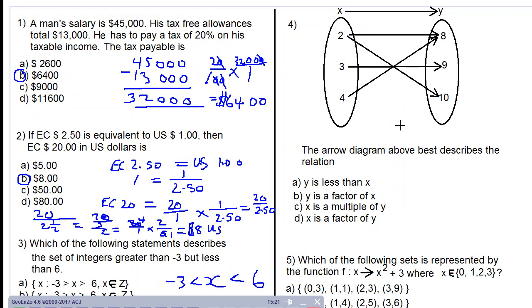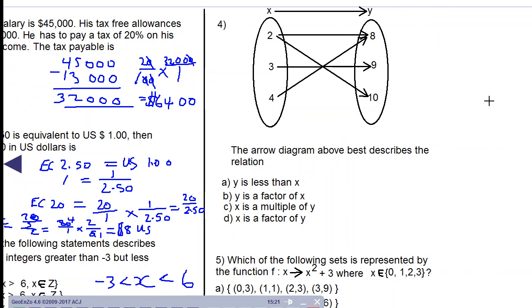The arrow diagram above best describes the relation. Okay, so we have a relation here. We have a mapping diagram here. X is mapped onto Y. And let's look at A. Y is less than X. Is that true? 8 is less than 2? No. So this has to be wrong. Let's look at B. Y is a factor of X. Is 8 a factor of 2? No. 8 is not a factor of 2. So this is wrong, because 8 cannot go into 2 without leaving a remainder.